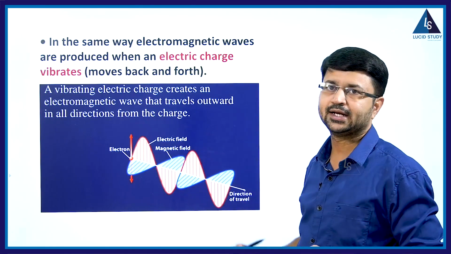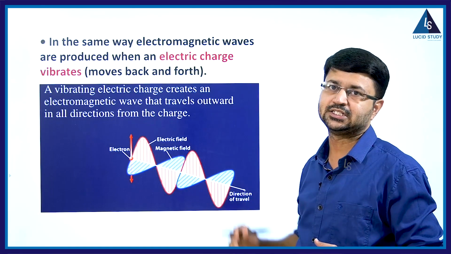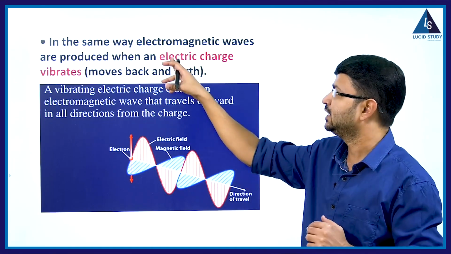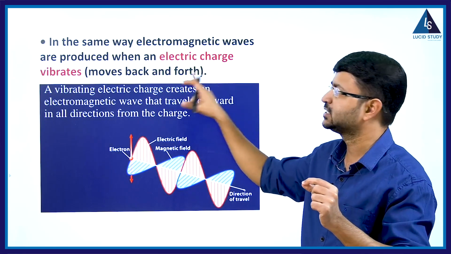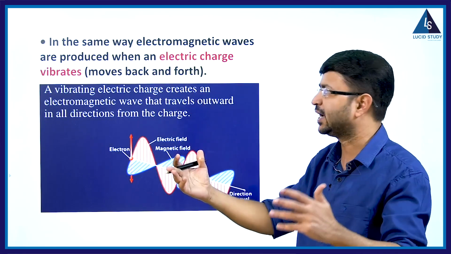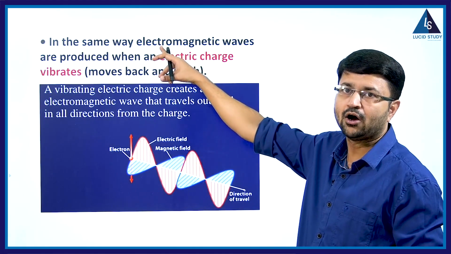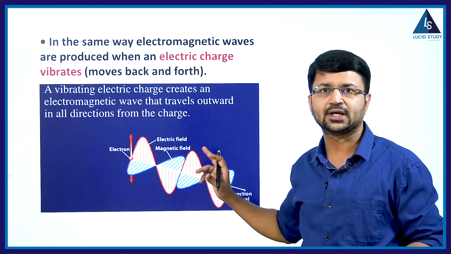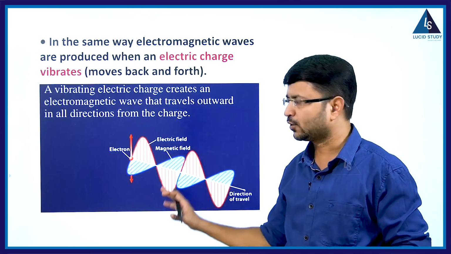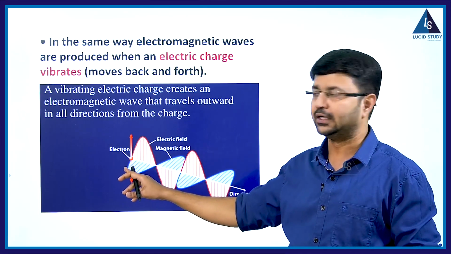These electromagnetic waves are going to be produced by an electrical charge. See here what is being written. Whenever an electrical charge vibrates, what will happen? There is a generation of electromagnetic waves. In the case of this picture, you can clearly observe the electromagnetic waves. They are going to come from the electron.